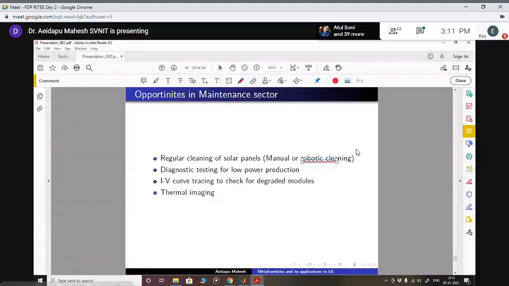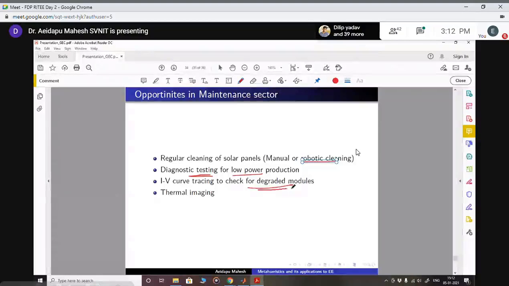You can develop some diagnostic testing technologies for lower production. If your PV system is giving lower power production, but the panels look clean, then what is the problem? You should be able to diagnose the problem. If you are able to develop some techniques to diagnose the problems, that is also a useful thing for the industry. And you can go for some IV curve tracing, to check for degraded modules.